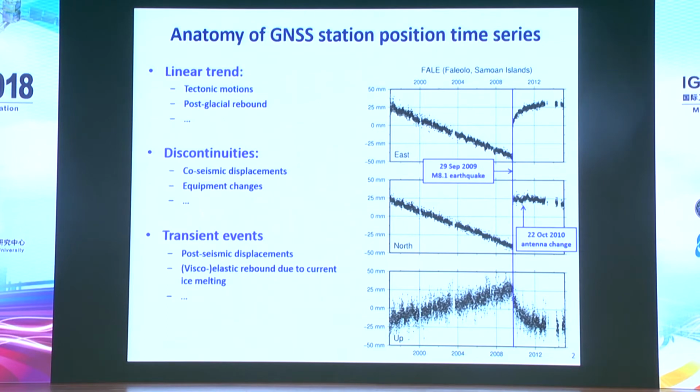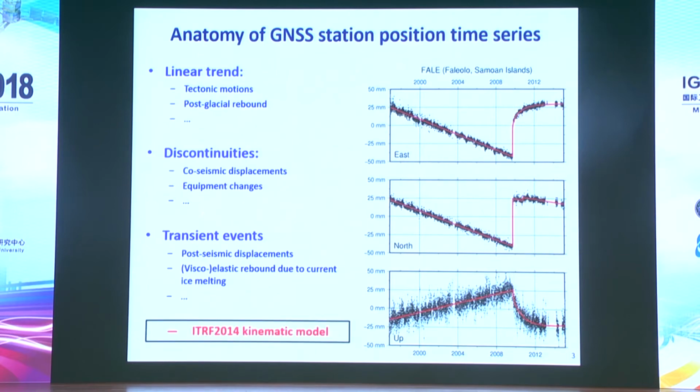GNSS station position time series include linear trends with occasional discontinuities, either due to earthquakes or equipment changes. In some cases, we can also observe transient events such as post-seismic displacements or elastic rebound under current ice melting in Greenland, for instance. So far we have a list of the different components that have been accounted for in the ITRF 2014 kinematic models for GNSS station positions.